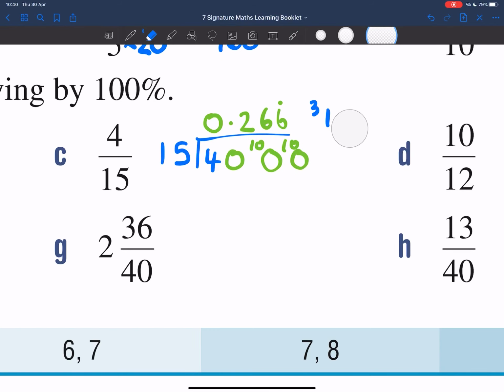So let's delete that for a moment. And now we have an answer, but we need to convert it to a percentage. So the decimal goes there. The answer will be 26.6 recurring %.